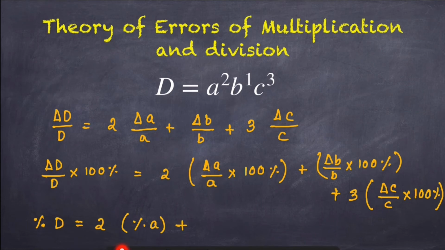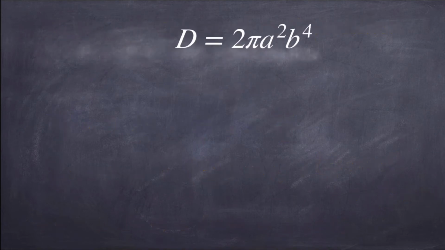Now what is delta B by B into 100%? Delta B is the absolute error in measuring the value of B divided by the measured value of B into 100%, right? So this will be equal to your percentage error in B. Okay, so plus 3 times of, similarly delta C by C into 100% will be percentage error in C. So that means the percentage error in D is equal to 2 times percentage error in A plus percentage error in B plus percentage error in C. So by the theory of errors I can write this expression. Okay. So let us take another example.